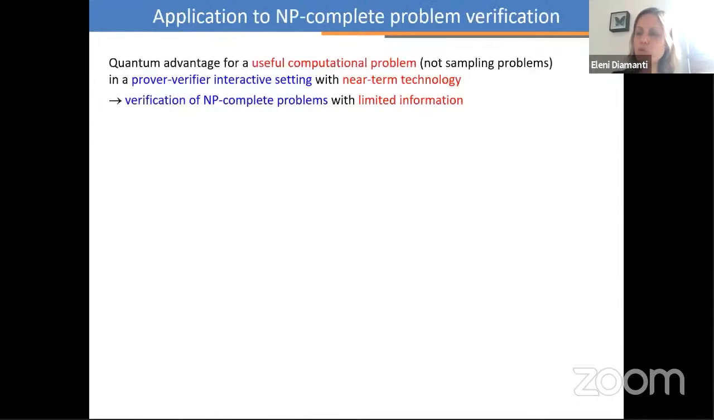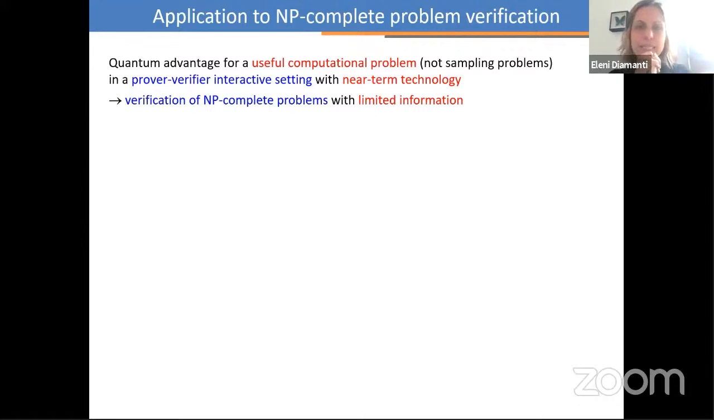I'm going to conclude with an application to finish this family of results, an application to a computational problem, even more computer science, sorry about this. So an application to NP complete problem verification. I'm going to explain a bit what I mean by this.